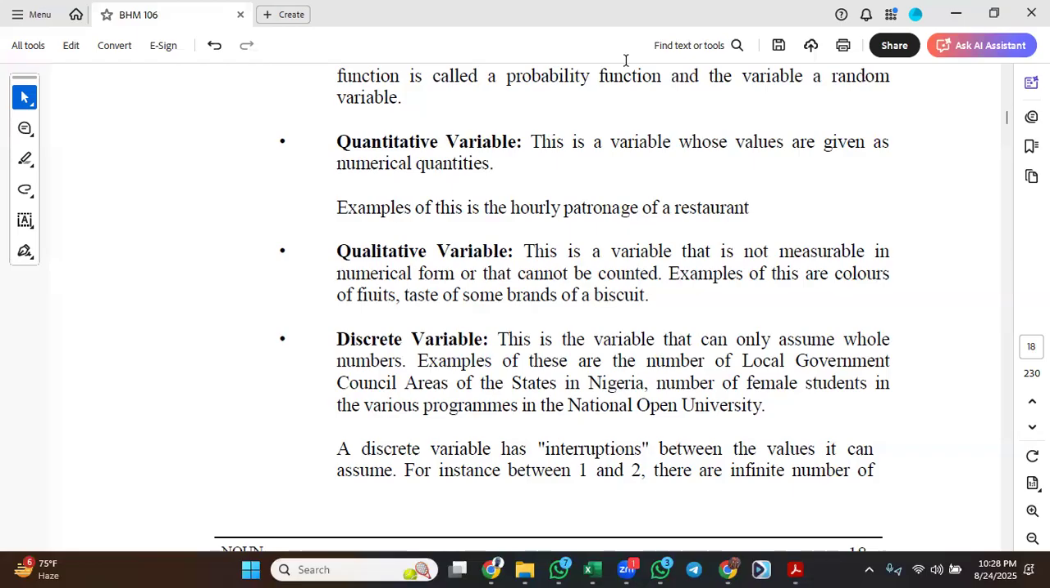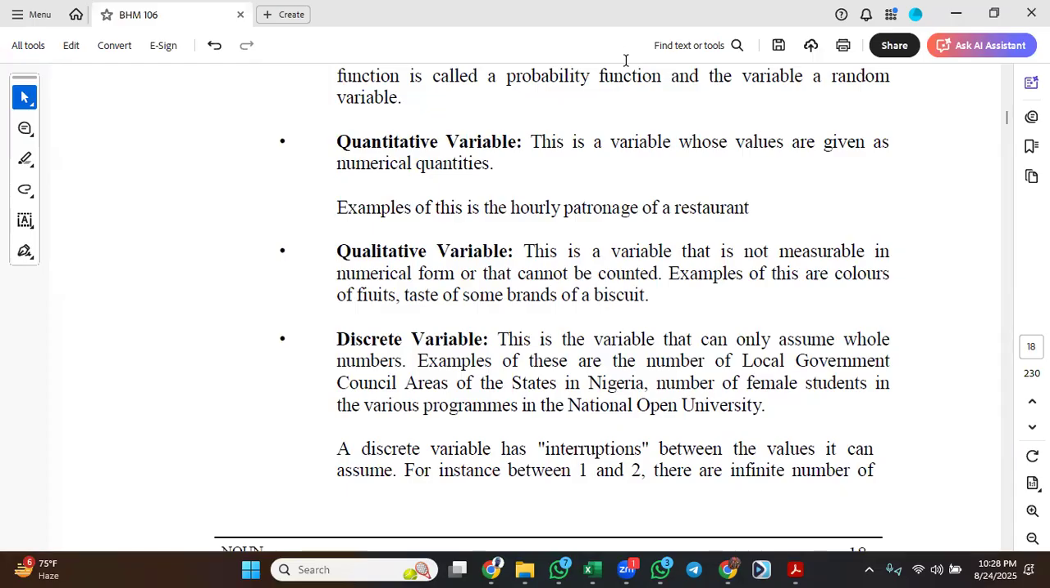Your network, we can't hear you again. Height under quantitative variable? Yes, you are correct. Those two, they are under quantitative variable. Once the end result of that variable will give you numbers, it falls under quantitative variable.